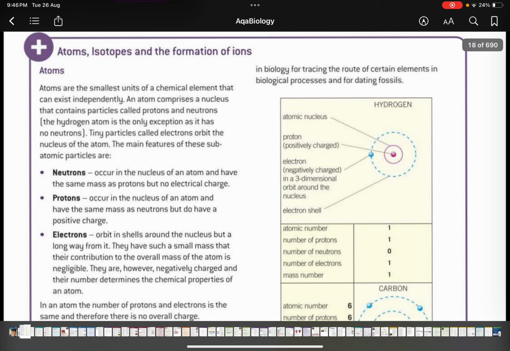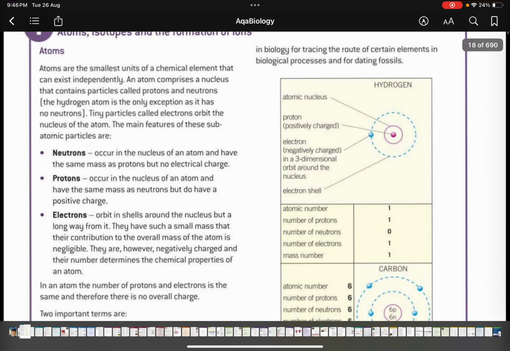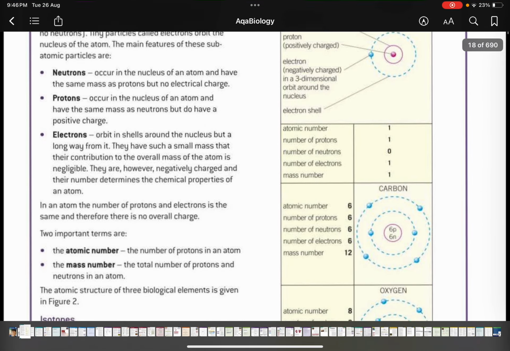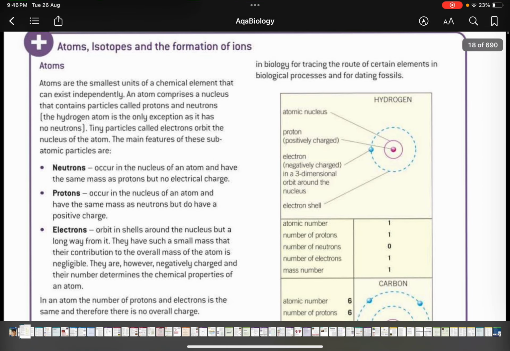So we have atoms, isotopes, and the formation of ions. Atoms are the smallest units of a chemical element that can exist independently. An atom comprises a nucleus that contains particles called protons and neutrons. The hydrogen atom is the only exception, as it has no neutrons. Tiny particles called electrons, which are significantly smaller in comparison to protons and neutrons, orbit the nucleus of the atom. And essentially this is just chemistry, so I might not go over this.